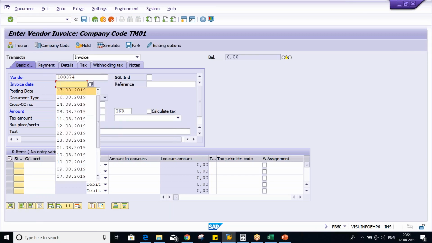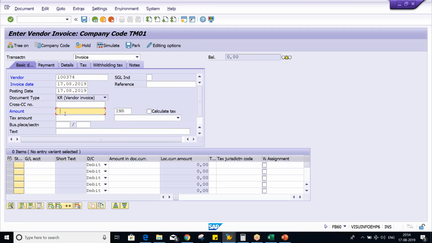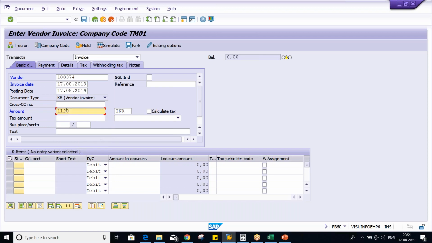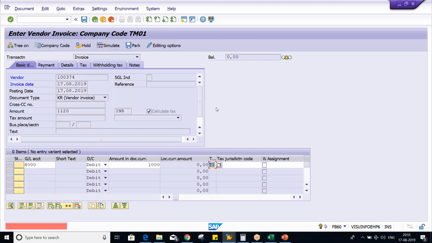Just I'm going to use some vendor and here give. Okay, so 1000 rupees, guys, and 1000 rupees plus 120 will be the GST, so it will be 1120, and here rent account 1000 and give your tax code, that is T1. This one I have already defined.